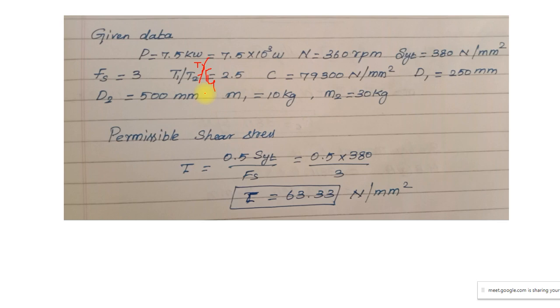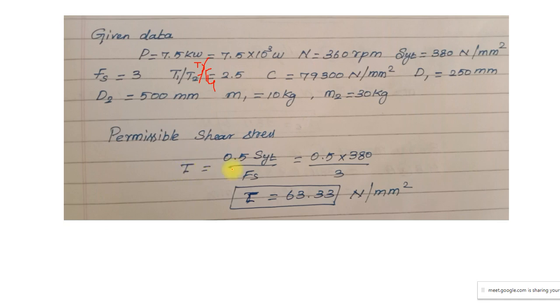Diameter of pulley 1 is 250 mm. Diameter of pulley 2 is 500 mm. Mass of pulley 1 is 10 kg and mass of pulley 2 is 30 kg. As I told earlier, we need to find out the permissible shear stress. What is a permissible shear stress? It is the allowable shear stress.